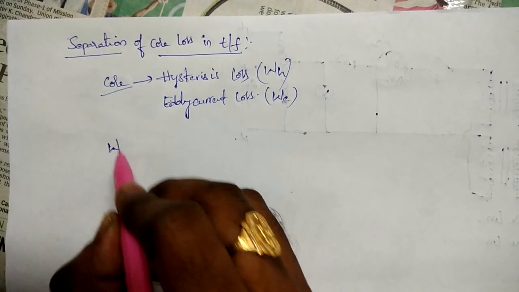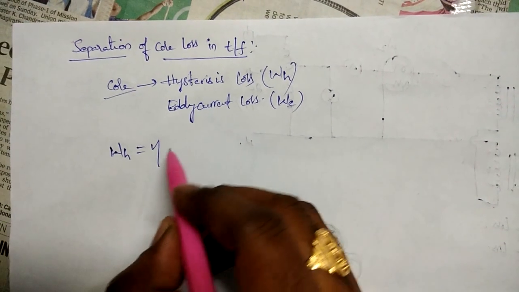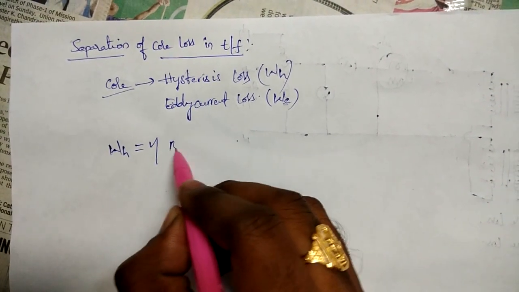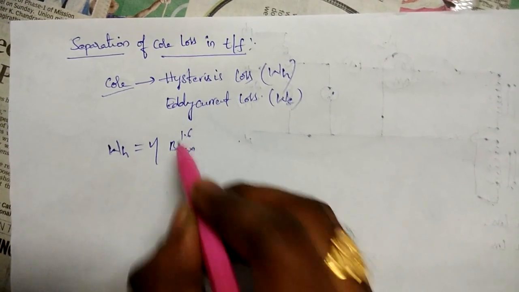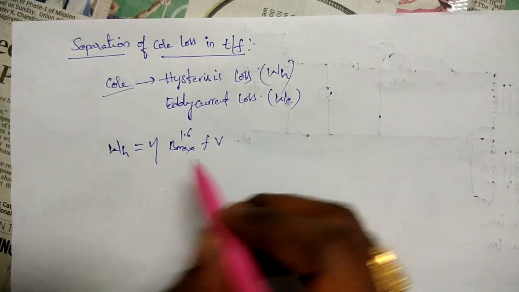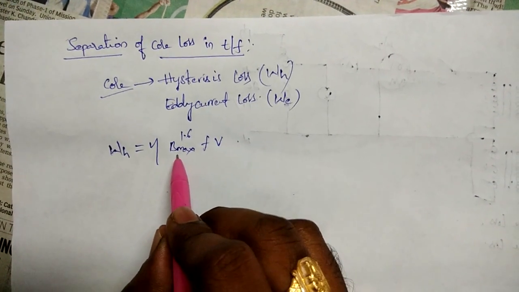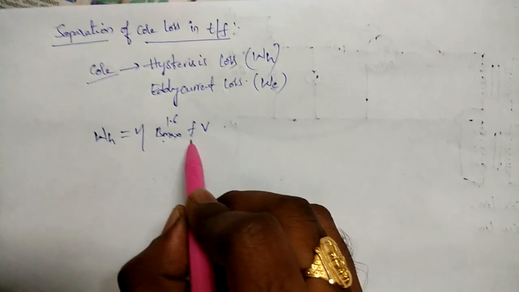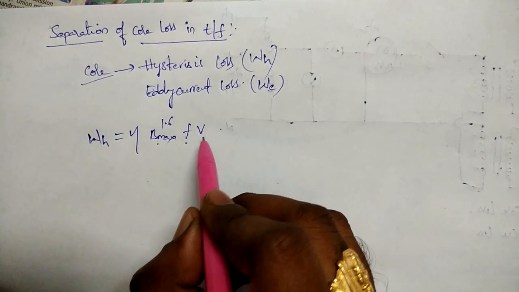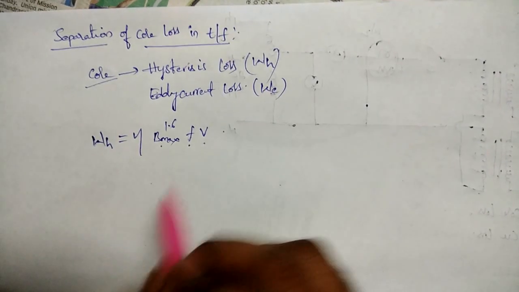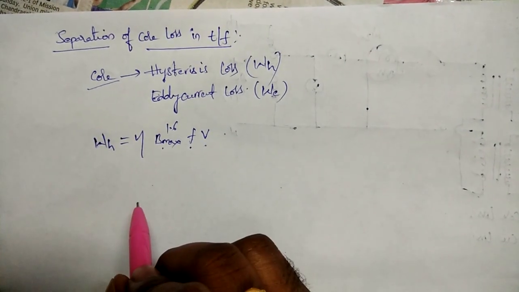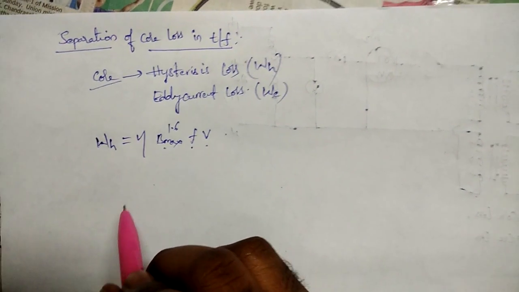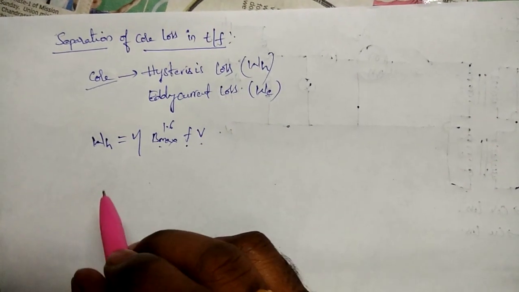We know the formula for hysteresis loss: eta, a constant, times Bmax to the power 1.6 times F times V, where Bmax is the maximum flux density, F is the frequency of flux reversals, that is the frequency of supply, and V is the volume of the core in meter cube. F is in hertz and Bmax is in Tesla, Weber per meter square.